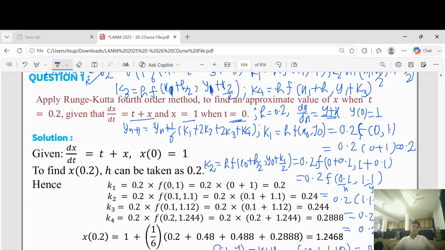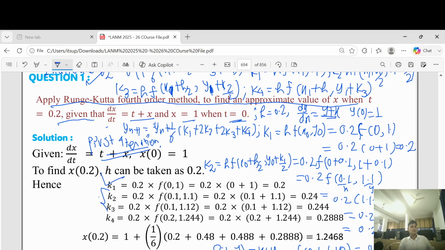In this question, it is written: applying Runge Kutta fourth order method, find an approximate value of x when t is equal to 0.2, given that dx by dt is equal to t plus x, and x is equal to 1 when t is equal to 0. If this type of question is given in this manner, you evaluate only the first iteration, because this is a lengthy process and the time is not given in the exam properly.